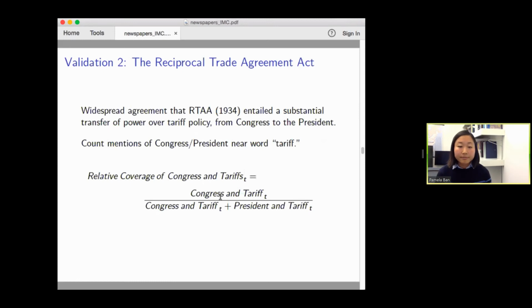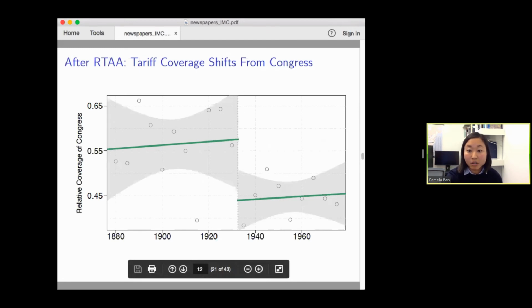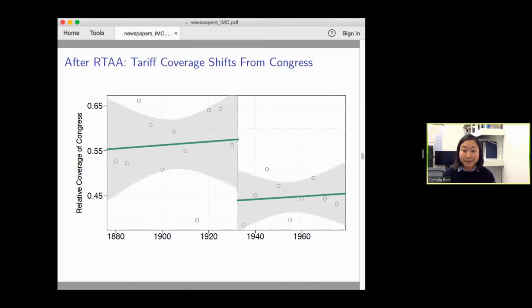Here, the vertical line is marking 1934, when the Reciprocal Trade Agreement Act was passed. Each dot is a 5-year mean. The y-axis is the relative coverage of Congress on tariffs, the ratio that I just showed you. We see that after the RTAA was passed, the relative coverage of Congress and tariffs definitely does decrease. We see that jump down there into the bottom green line.